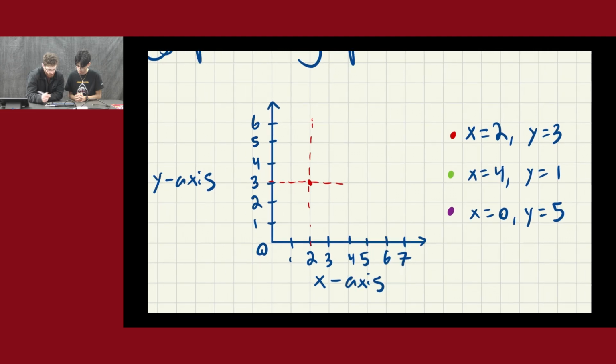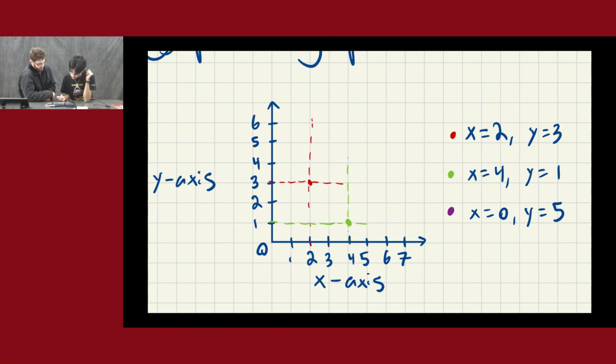Now, if we look at another example, x equals 4, y equals 1, start at 4 for x, draw that line, draw across from y equals 1, and that intersection is x equals 4, y equals 1. So why don't you try graphing x equals 0, y equals 5.